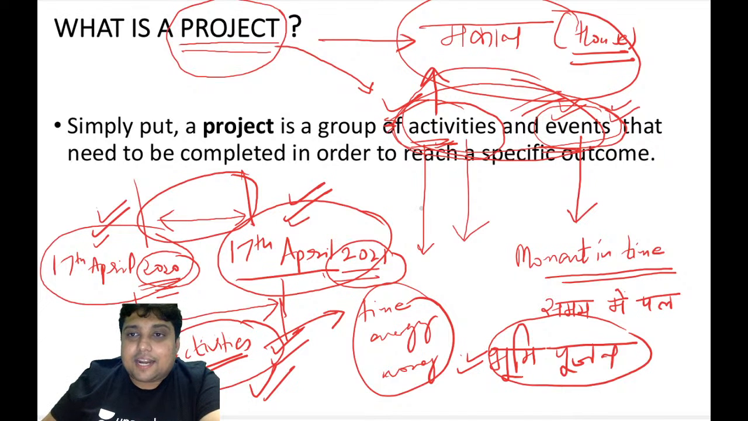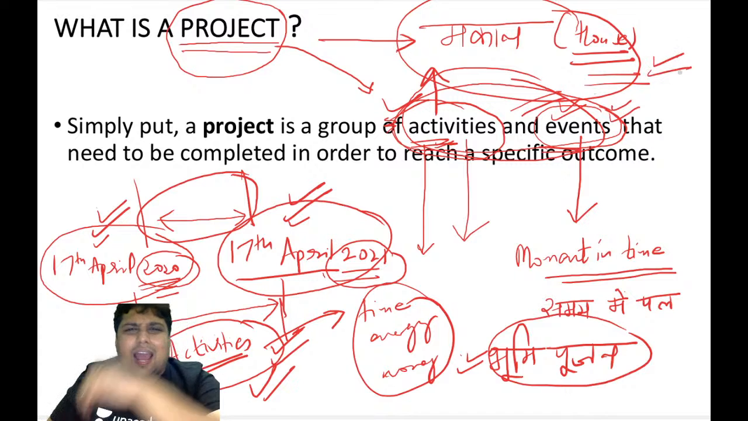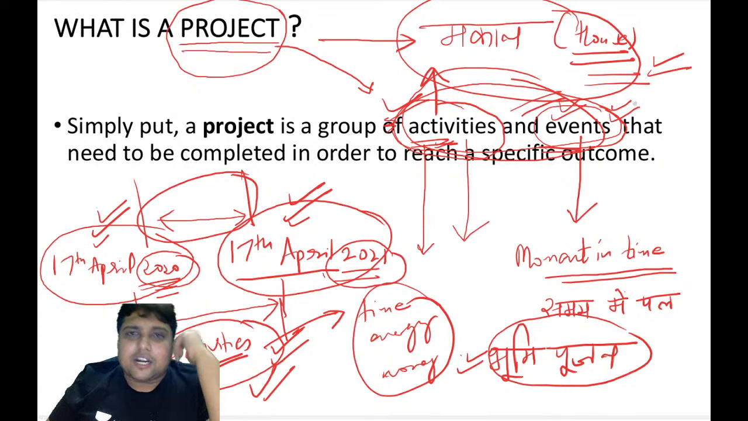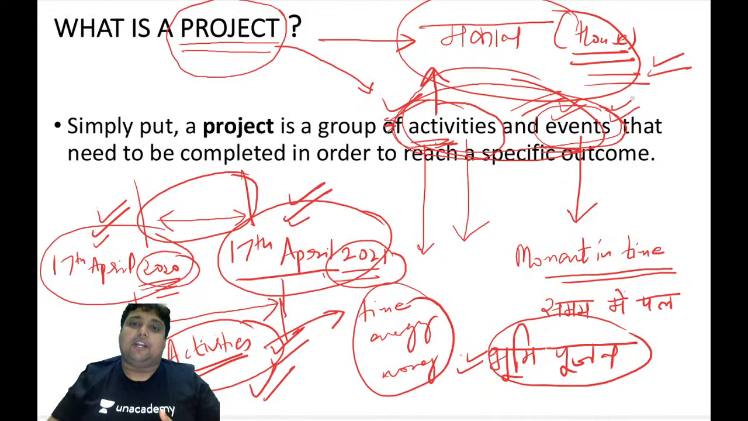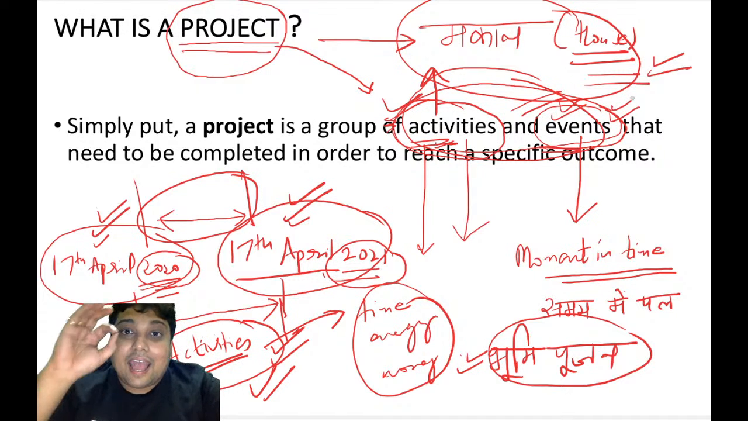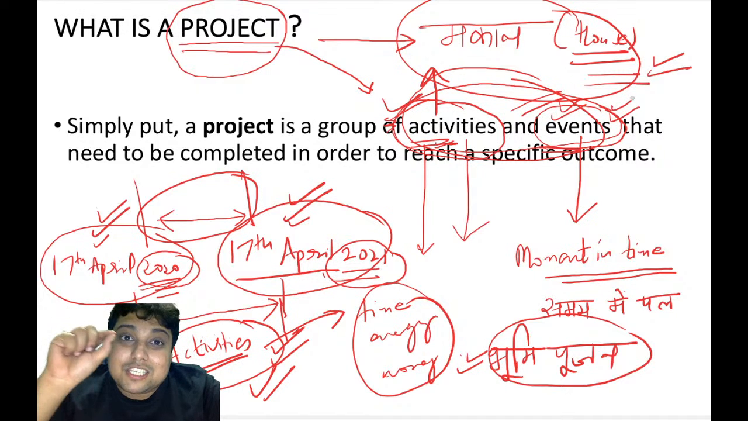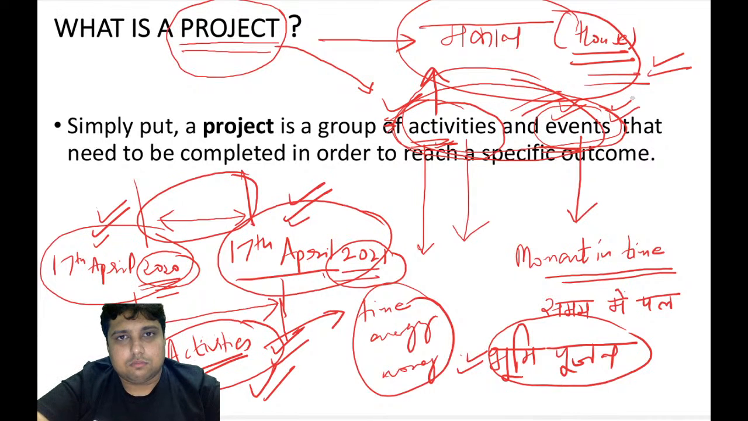So a project like a house construction will have hundreds of activities and hundreds of events. All these activities are important. All these events are important, and they have a specific order. Mark this word, they have a specific order.